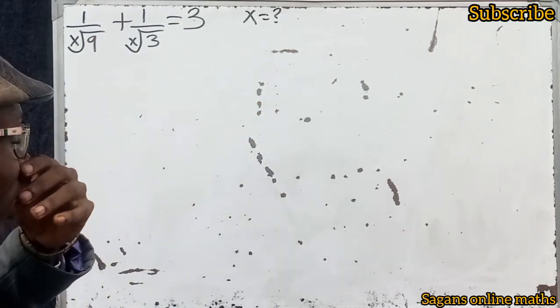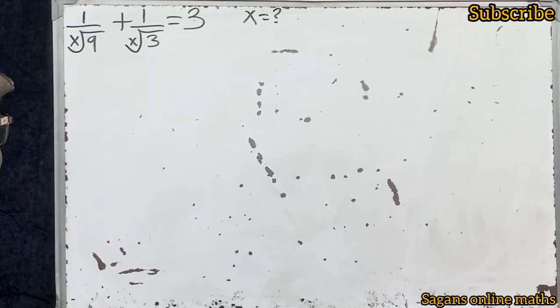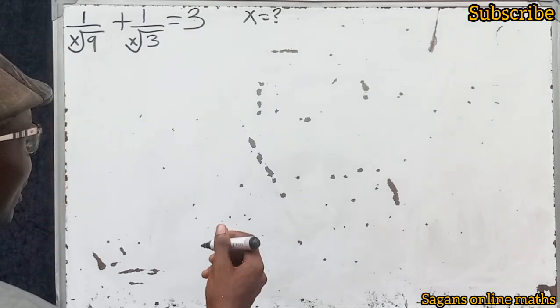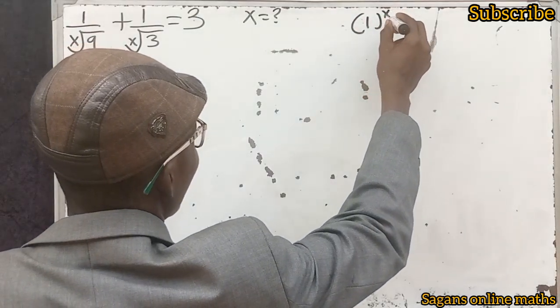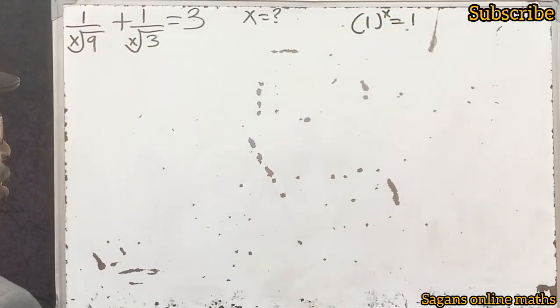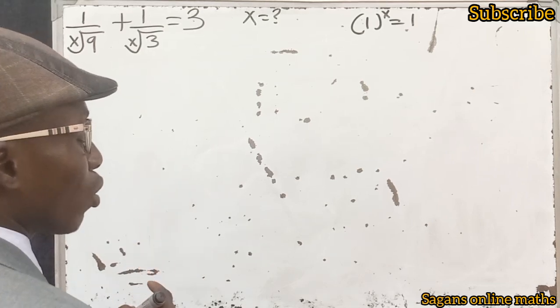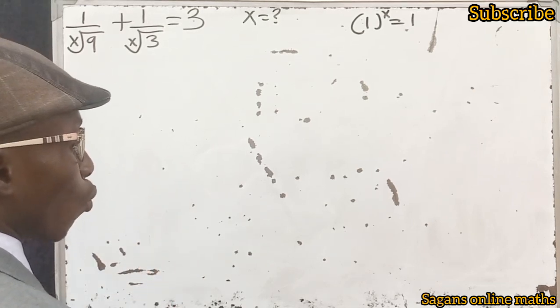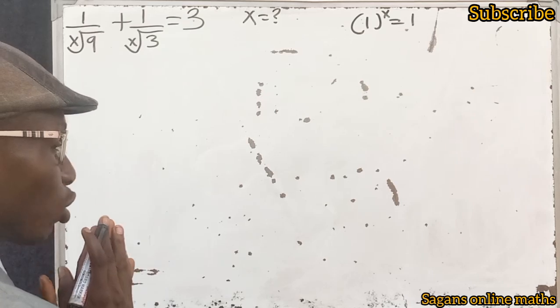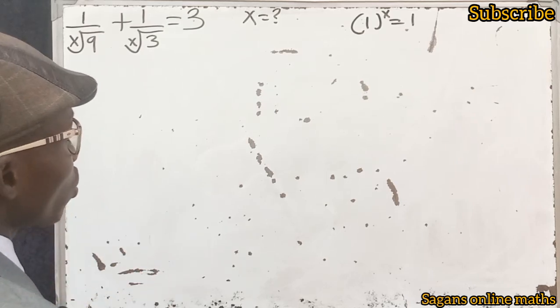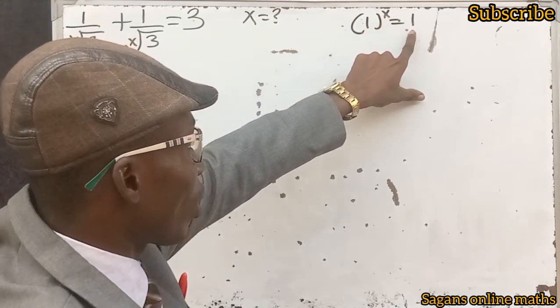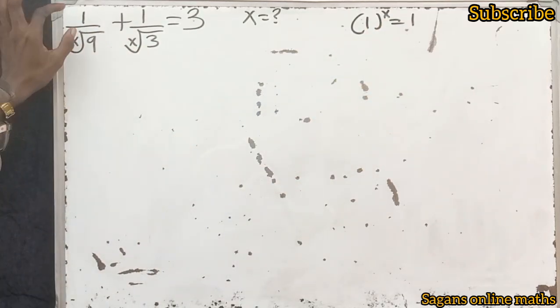Now I want you to understand something very interesting in this video. We have 1 divided by x root of 9. Do you know that 1 to the power of x is equal to 1? Whatever x is, it must give us 1, because even if x is 0, anything raised to the power of 0 is 1. So the same application will apply here.